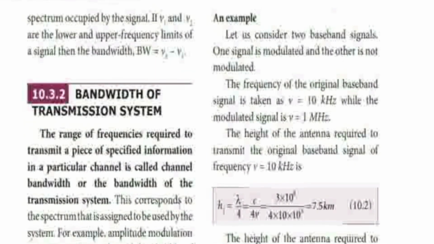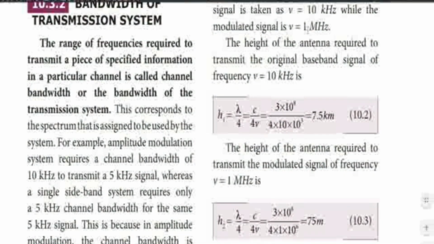Here they are giving one example. The transmitting signal, that is the signal, suppose you can take that as my voice. My voice is 10 kilohertz. It is the transmitting signal. The modulated wave is 1 megahertz, that is the carrier wave. So what is the size of the antenna required for transmitting these two frequencies? Using h equal to lambda by 4, lambda equal to c by mu, substituting the values: c equal to 3 into 10 to the power of 8, and 4 into 10 into 10 to the power of 3. 10 kilo means 10 into 10 to the power of 3. Kilo means 10 to the power of 3, that is 1000. So substituting all these values, you will get 7.5 kilometer.